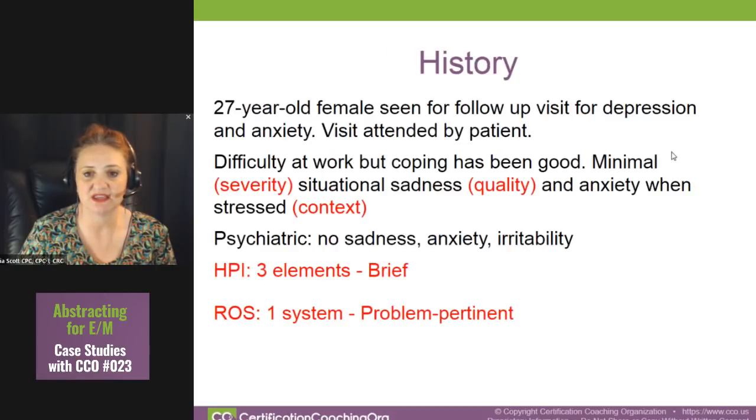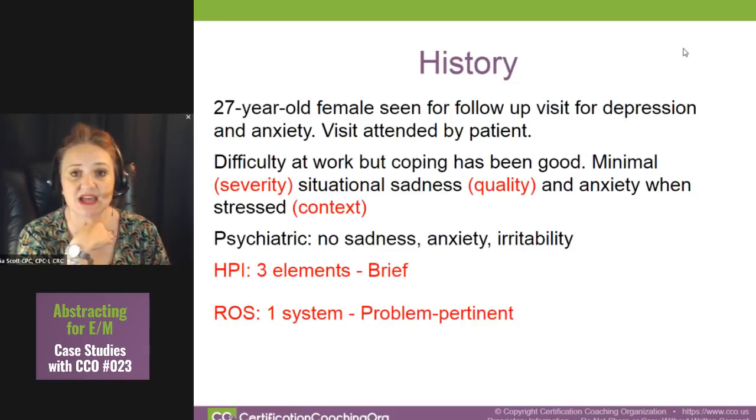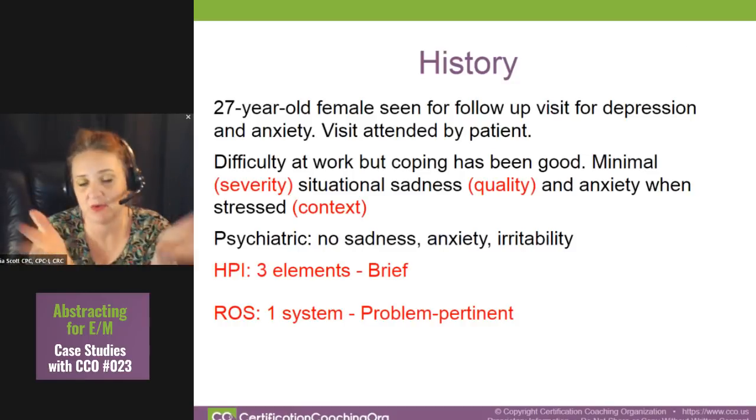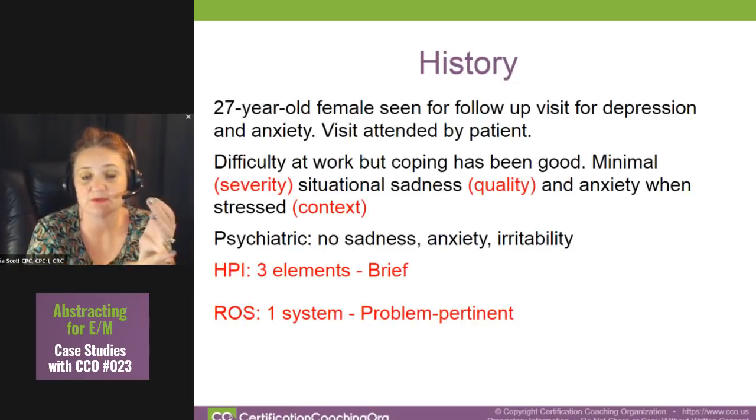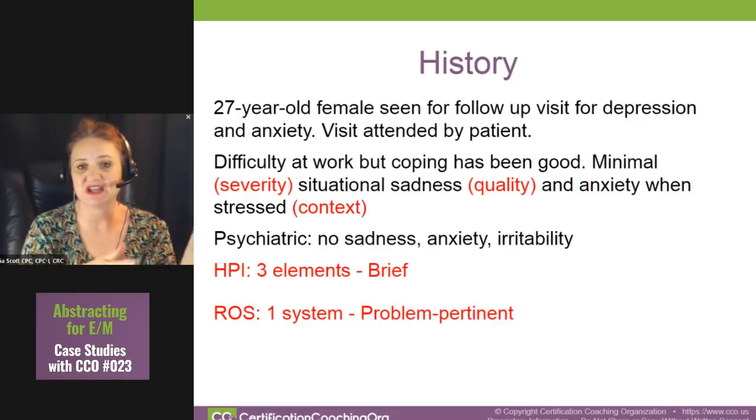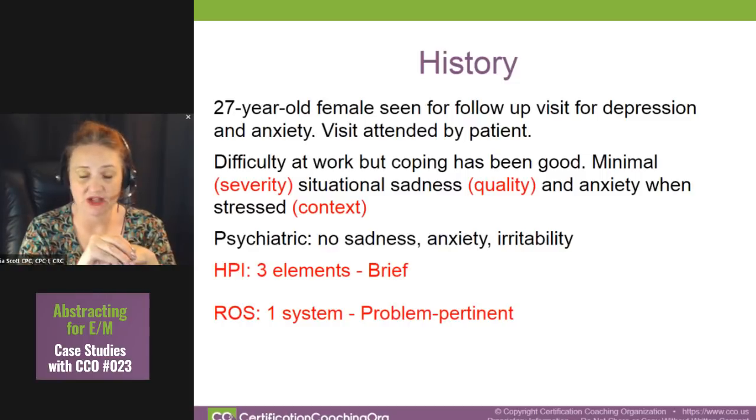Let's go over the things for history. The documentation tells us we have a 27-year-old female. Okay, we already established that. It's a follow-up visit, but why are they here for a follow-up? It's not just a follow-up, it's for depression and anxiety. Okay, and it's just the patient coming alone. That's pertinent, right? So the patient's the historian.